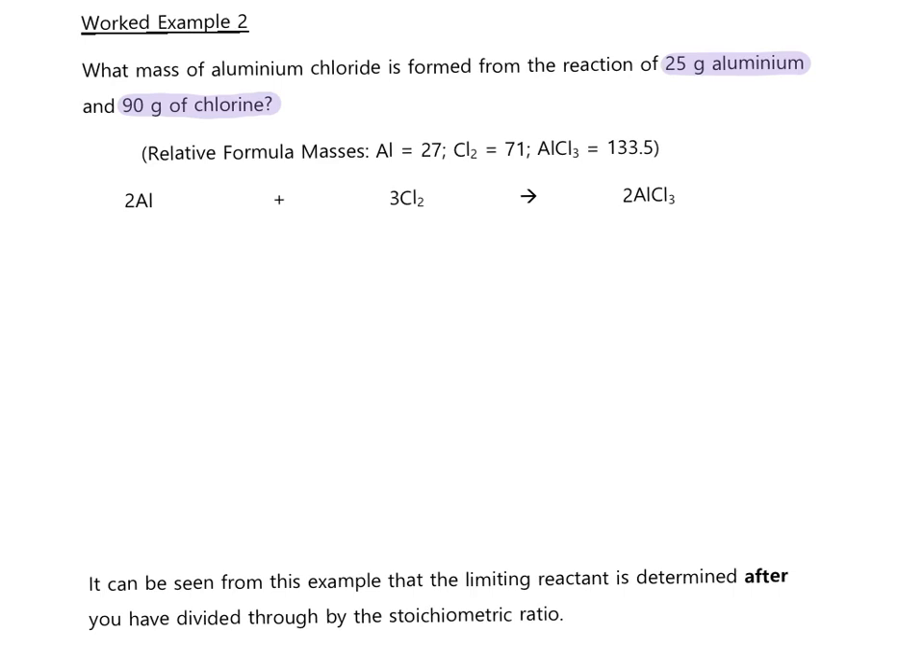So, as we did before, let's write down the information that we have underneath our equation. So we've been told that we have 25 grams of aluminium, so I'm going to write that underneath Al, and I have 90 grams of chlorine. We also write a question mark underneath what we're trying to work out, and we're asked in the question what mass of aluminium chloride is formed. So I'm going to put a question mark underneath that.